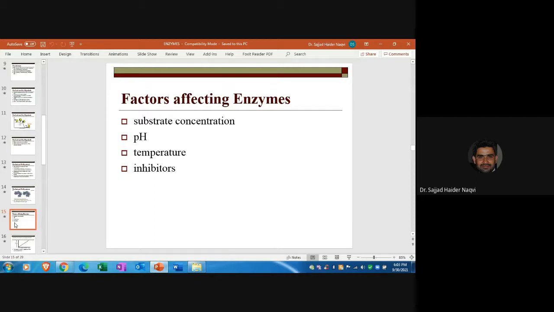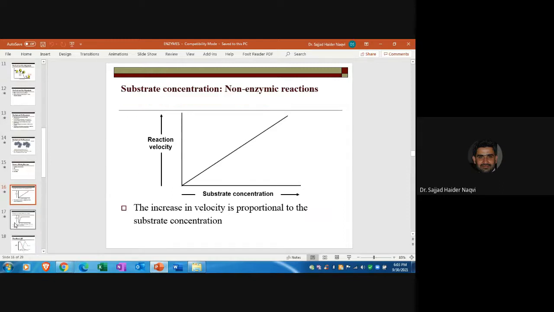And this is an important topic because, as I mentioned in the beginning, these factors affecting the enzymes are also part of our labs. So we'll be doing some labs in the near future where we see how enzyme activity is affected by substrate concentration, pH, temperature, and inhibitors. So first is the substrate concentration.